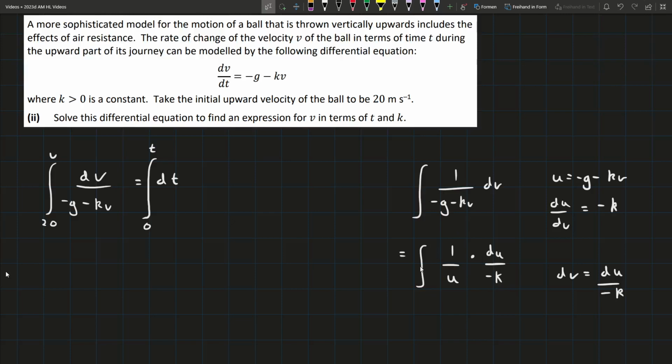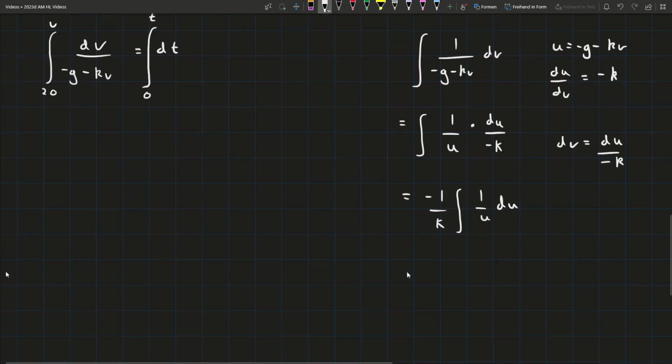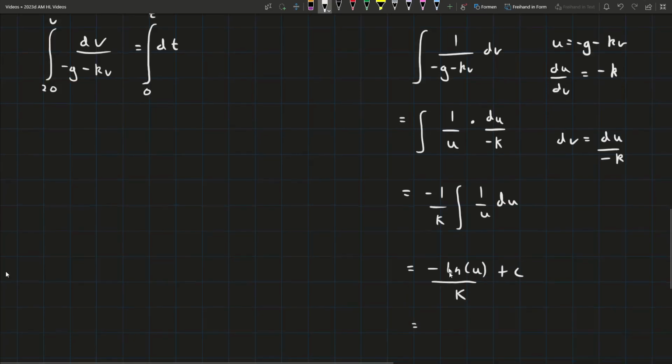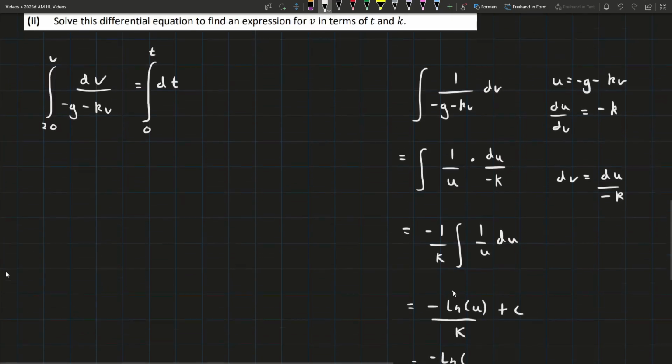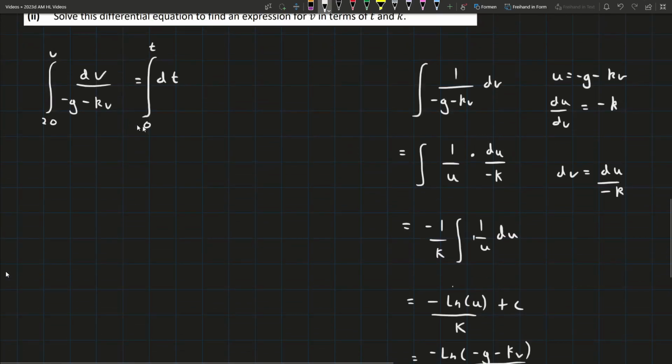Now, since k is a constant, we can take it outside of the integral, just to make things a bit easier. We'll get minus 1 over k times the integral of 1 over u du. The integral of 1 over u du is just the natural log of u. So what we'll actually have is minus ln of u over k, plus c technically, but we won't be worrying about that because we have the limits. Then finally, u is just minus g minus kv, so we'll have minus ln of minus g minus kv, all over k. So that's what our integral will be.